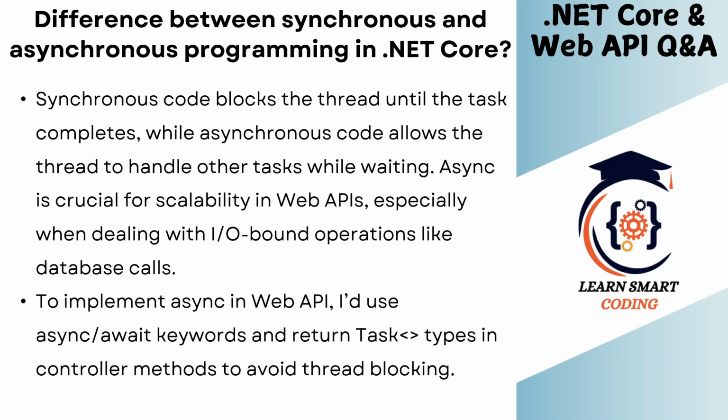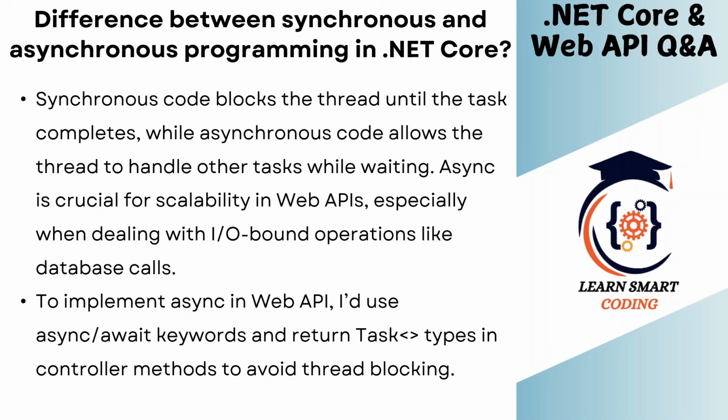Synchronous code blocks the thread until the task is completed, right? While asynchronous code allows the thread to handle other tasks while waiting for it. Async is crucial for scalability in web APIs, especially when dealing with input output bound operations like database calls or file storing, file reading, and all of those things are IO operations. Okay, that will consume time. You should be using the asynchronous operation.